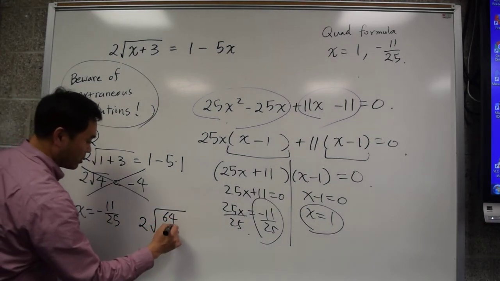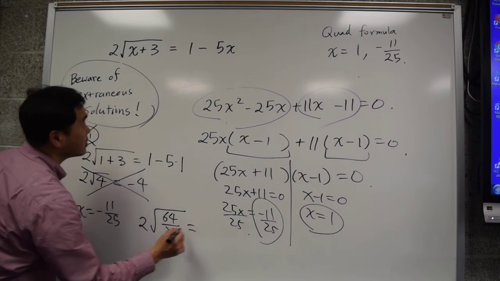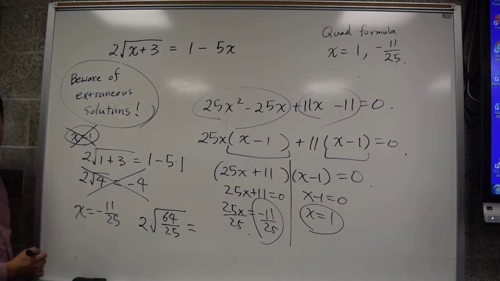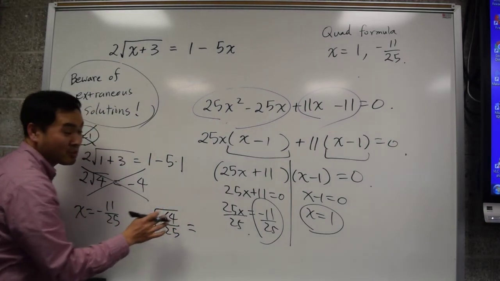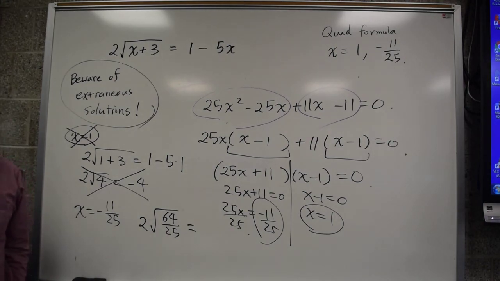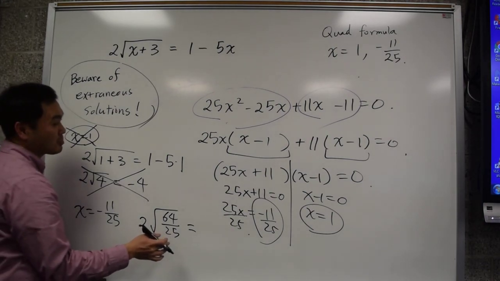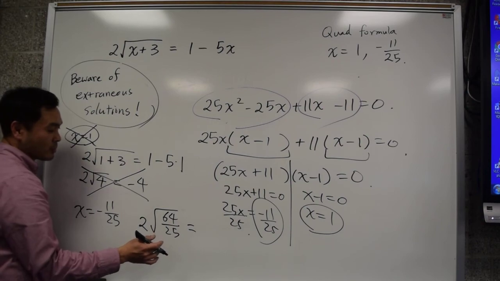64 over 25. Can you not just assume it'll be the other one? Or should we check? Well, yeah, unfortunately, sometimes you may end up with something that doesn't exist at all. Yeah, it sucks, but sometimes you might have no solution.